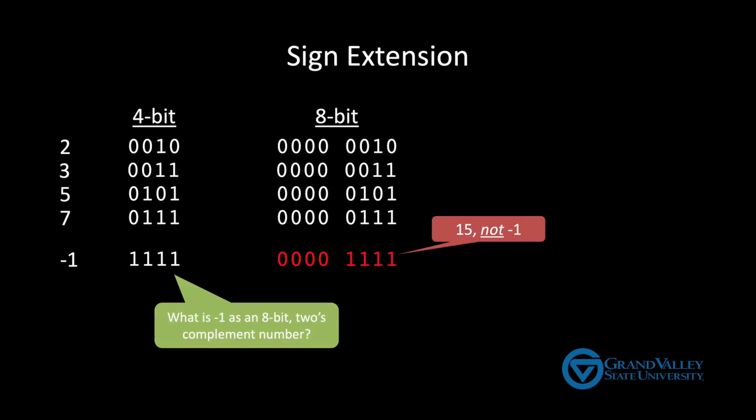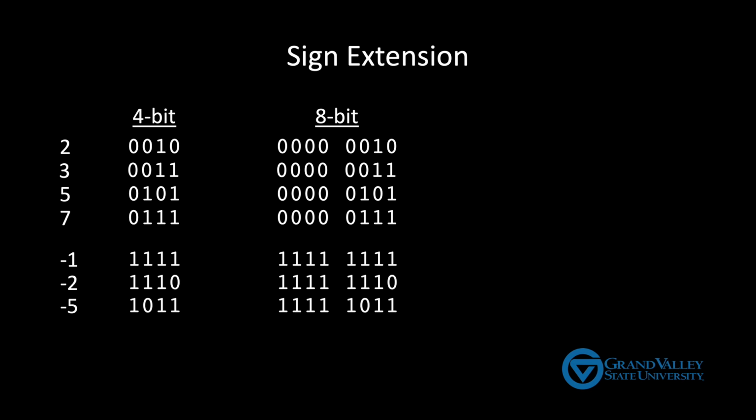So what is -1 as an 8-bit 2's complement number? Oh, 11111111. In this case, we had to add leading ones, not leading zeros. This use of leading ones applies to all negative numbers. This process is called sign extension because what we're doing is we're taking the sign bit and extending it to fill as many additional bits as necessary.